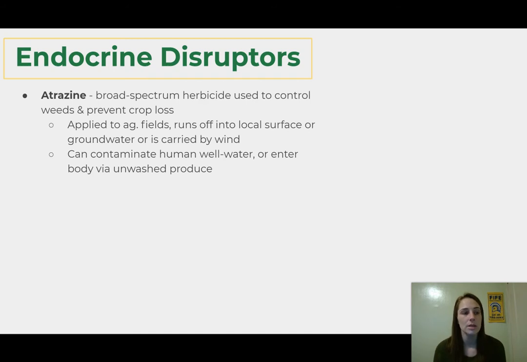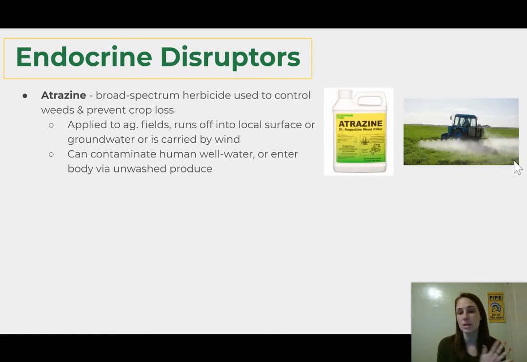Now, it also has the ability to contaminate human well water or even enter the body via unwashed produce. I talked about frogs and other animals, but humans can also be impacted by these endocrine disruptors, which can mess with our systems because we have hormones.